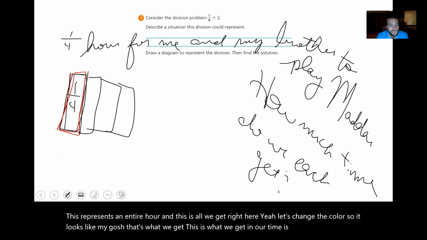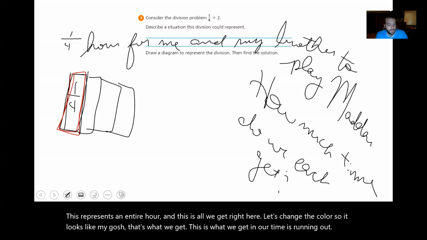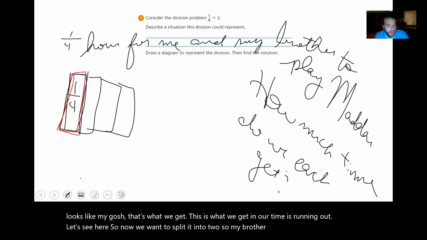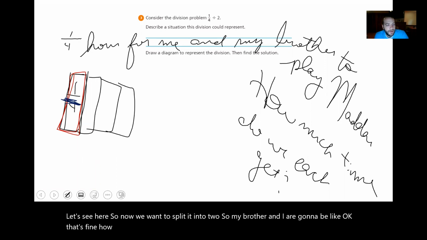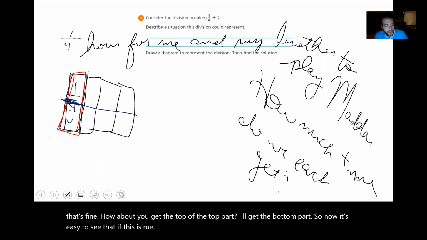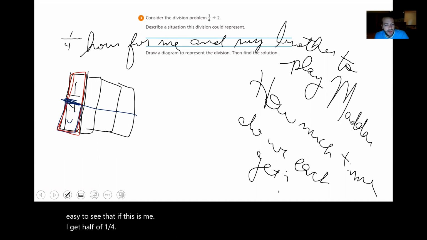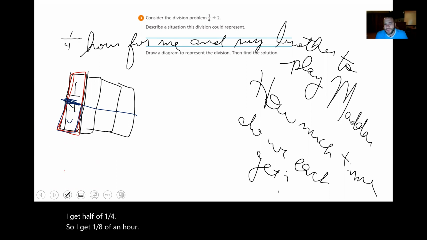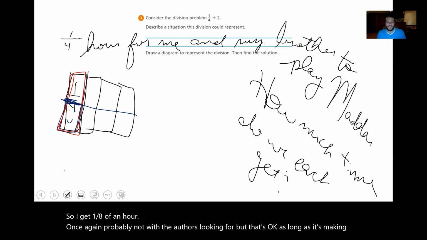Let me see here. So now we want to split it into 2. So my brother and I are gonna be like, okay, that's fine. How about you get the top part, I'll get the bottom part. So now it's easy to see that if this is me, I get 1/2 of 1/4. So I get 1/8 of an hour. Once again, probably not what the author's looking for, but that's okay, as long as it's making sense and you guys get it. So let's do the problem.